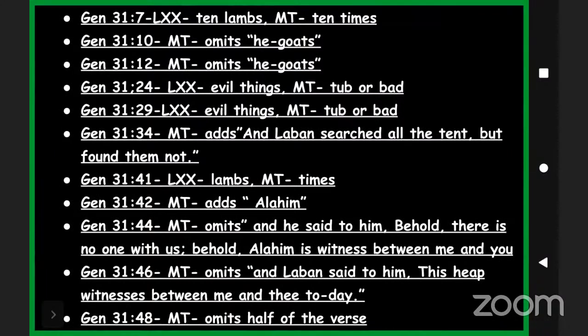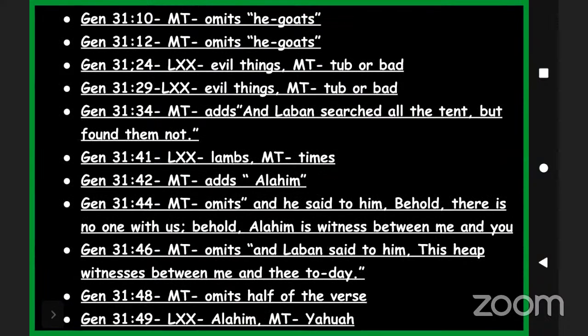So I guess what the Septuagint is doing here is paraphrasing. They're letting you know what the 10 times is referring to, how Jacob was cheated by Laban 10 different times. So they're giving you the actual possessions being referred to. Not a huge difference, but still a difference. Masoretic text omits he-goats in Genesis 31, verse 10, and again in verse 12 of chapter 31.